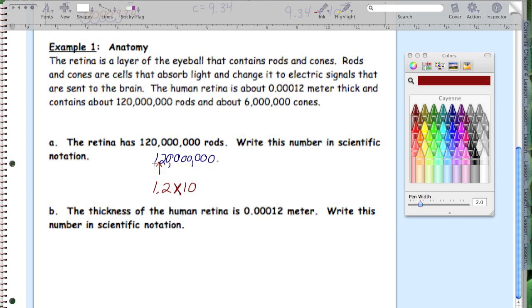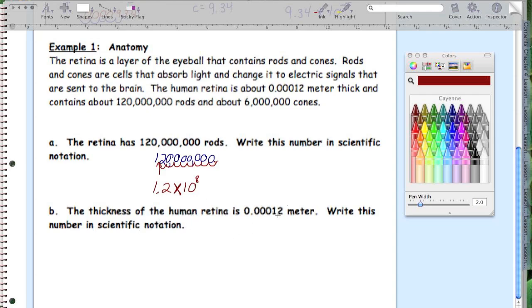So we want to see how many place values it took to get there. 1, 2, 3, 4, 5, 6, 7, 8. 1.2 times 10 to the 8th. That's our answer. Letter B, the thickness of the human retina is 0.00012 meter thick, which is super small. Write this in scientific notation.